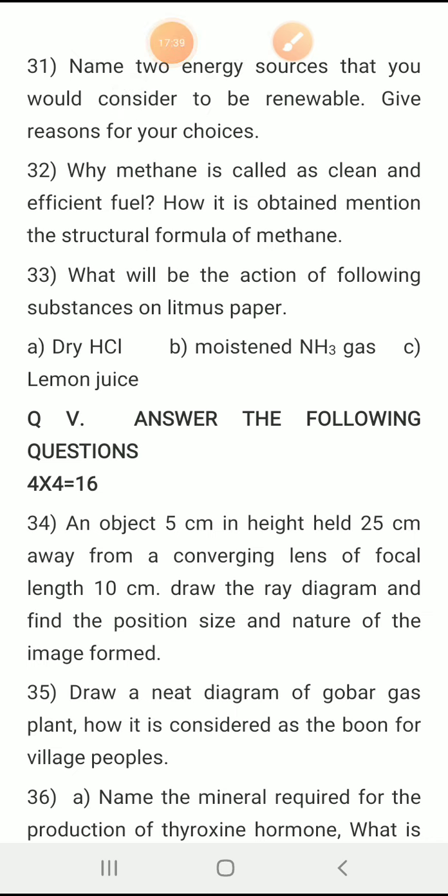Children, you know that moistened NH3, ammonia gas, is a base, and it changes red litmus to blue, right? And you know that lemon juice is an acid, citric acid. Due to the acid in it, it converts blue litmus to red litmus.